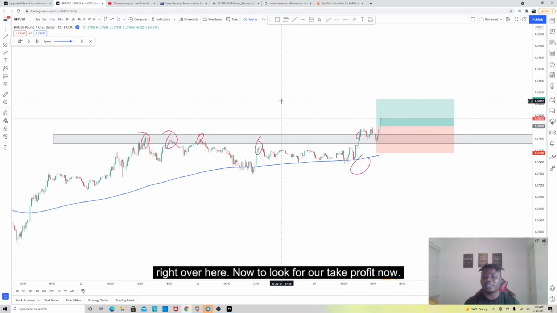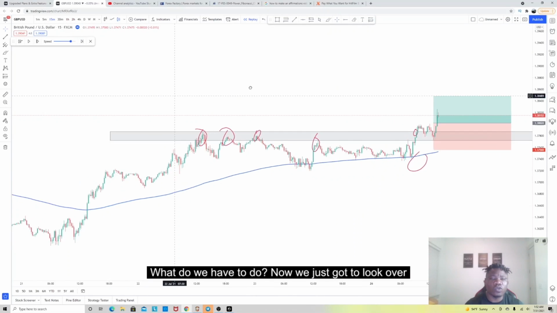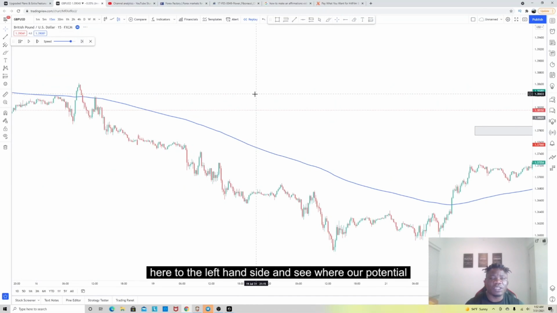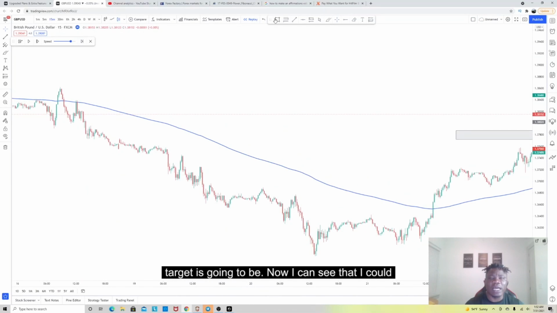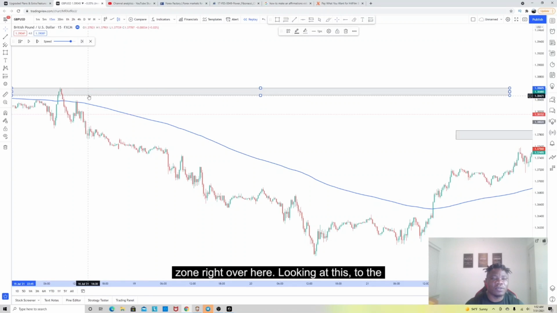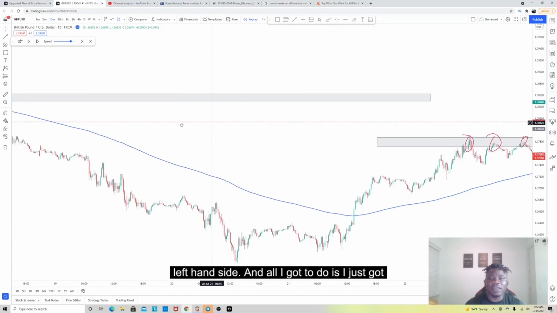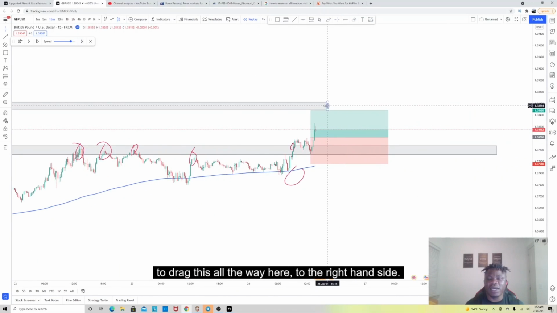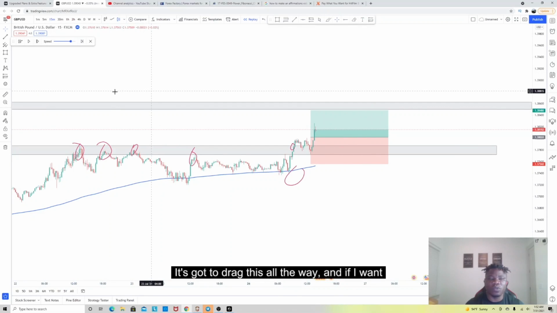Now, to look for our take profit, what do we have to do? We just got to look over here to the left hand side and see where our potential target is going to be. I can see that I could target this zone here because we have a resistance zone right over here. All I got to do is drag this all the way to the right hand side.